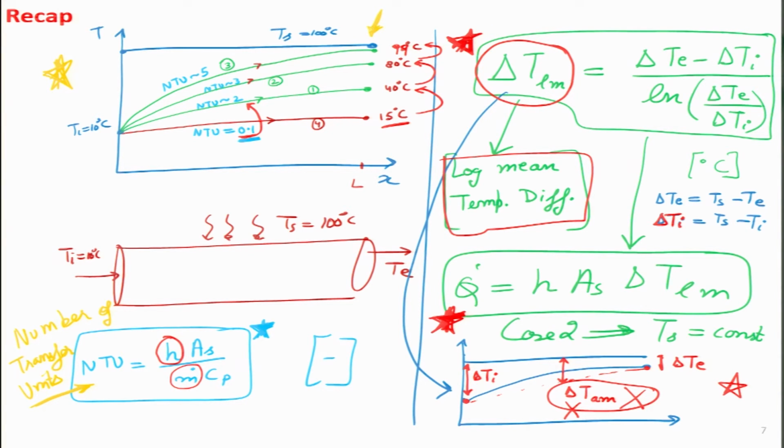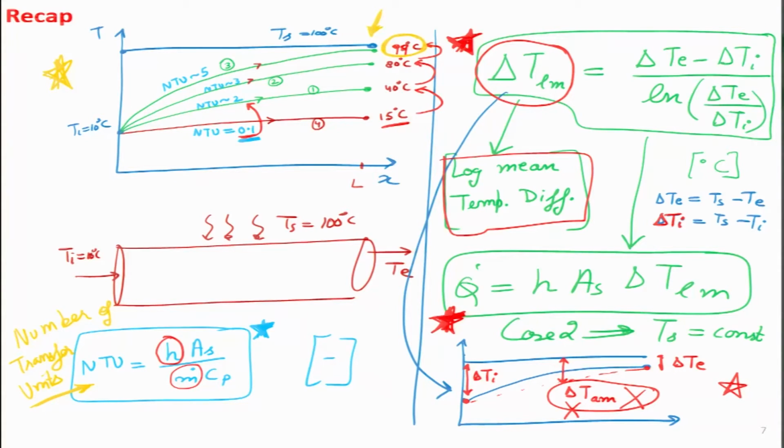So, we had also figured out that if we use the NTU value more than 5 or 6 or 7, then there is not much significant increase in the exit temperature over here. It may just change from 99 degree to 99.1, 99.2, 99.3. So, the increase in exit temperature will be there, but it will be very minuscule, and that is not worthwhile investing in increasing the number of NTUs.